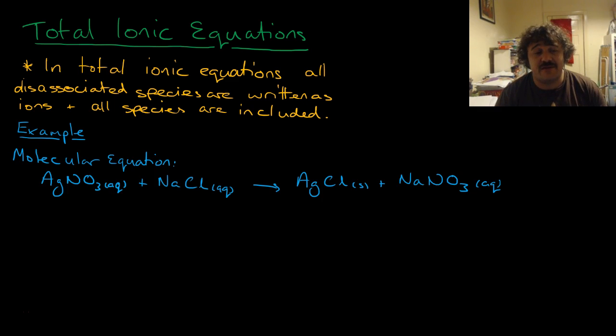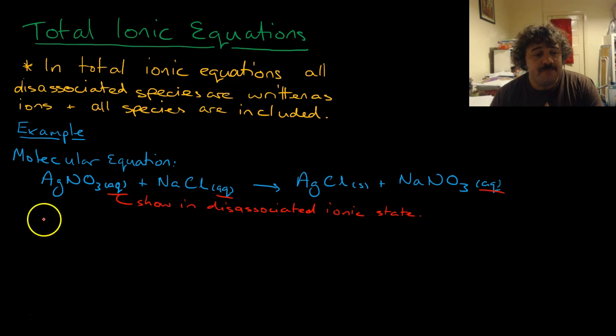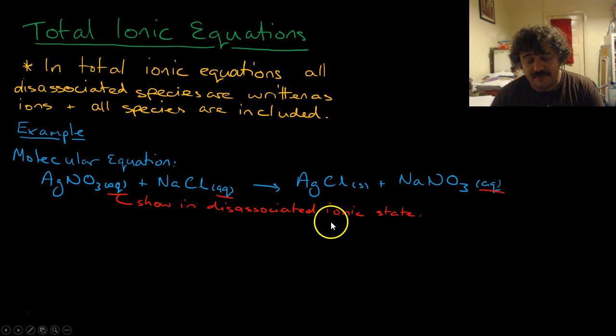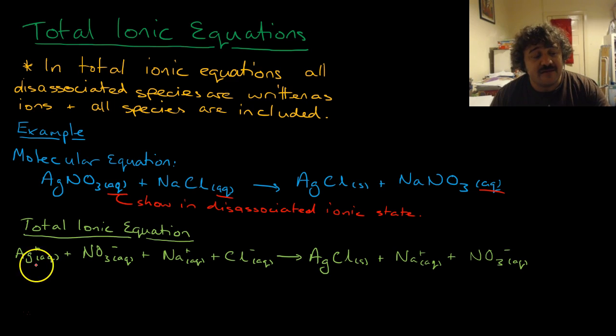So here we have our molecular equation. We have silver nitrate, sodium chloride, aqueous, aqueous. That arrow means goes to, not equals, silver chloride as a solid. Remember, silver chloride is a precipitate, and sodium nitrate as a solution, or aqueous. We show all of our aqueous, so all of our dissociated ions, in an ionic state. That means it looks like this. So we have silver plus aq.